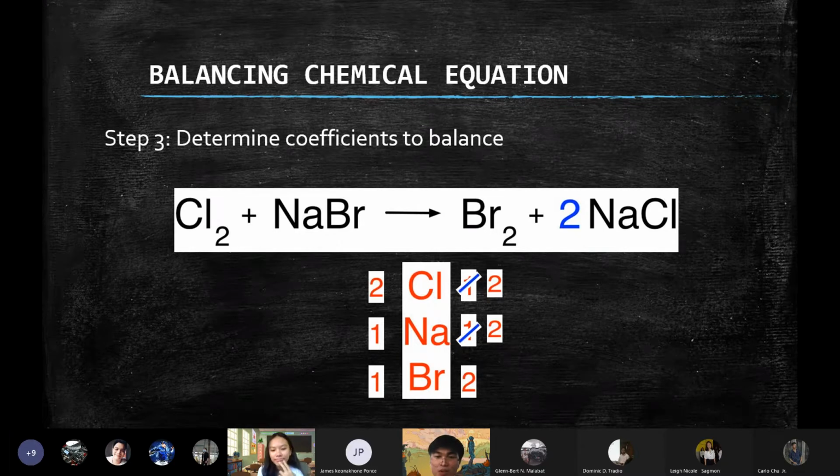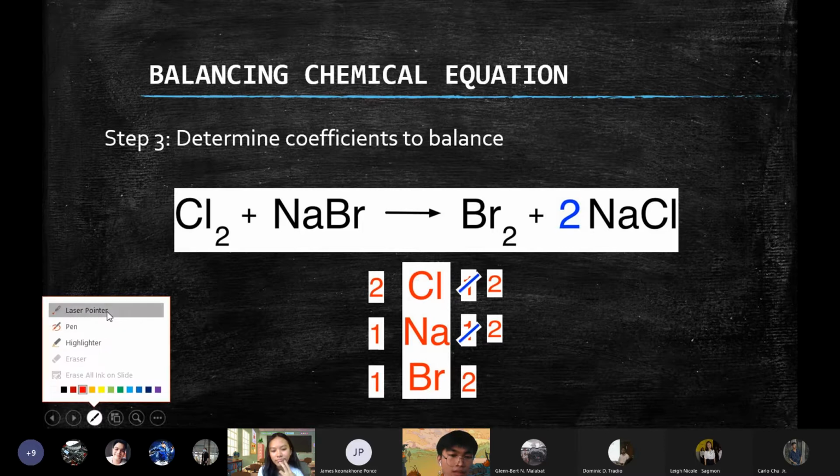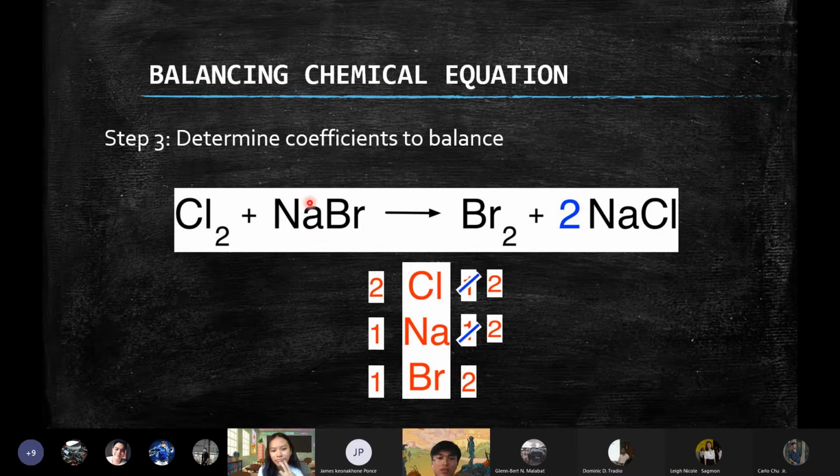So we have two atoms of chlorine on the reactant side, and one for sodium and one for bromine. I think I have here a laser pointer. Here, the reactant side, we have, yeah. And for the product side, we have two atoms of bromine here, and we have one atom here.